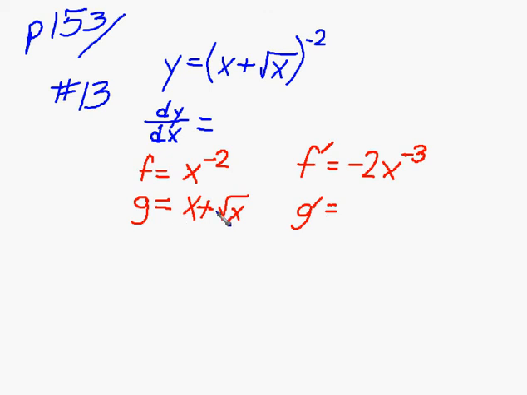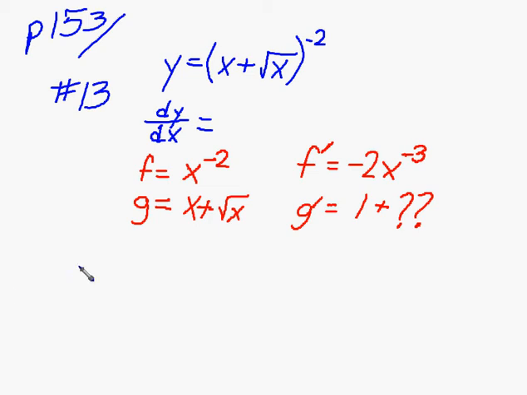Okay, g prime, the derivative of x plus the square root of x. Well, the derivative of x is 1 plus the derivative of the square root of x is, here we go again, I don't know what the derivative of the square root of x is. We'll learn how to do that in, I don't know, a week or so. Right now we don't know how to do that. Which means I shouldn't have assigned this problem, right? Yeah, you're right, I shouldn't have. But I did, and there it is.